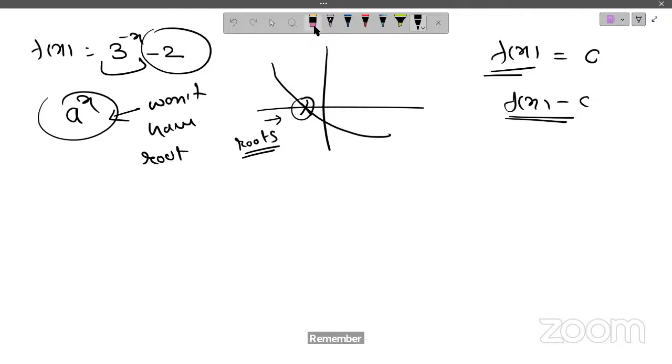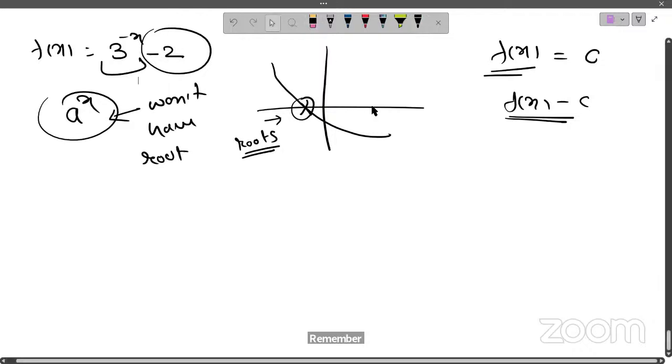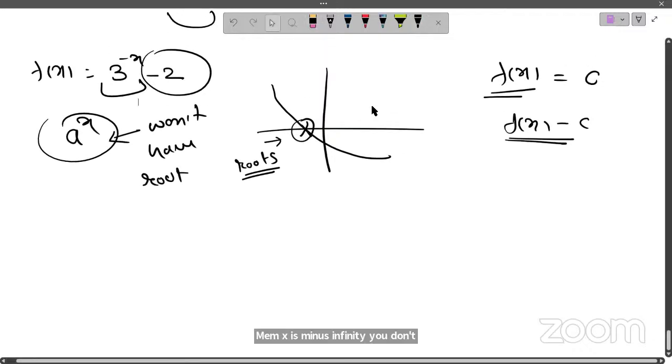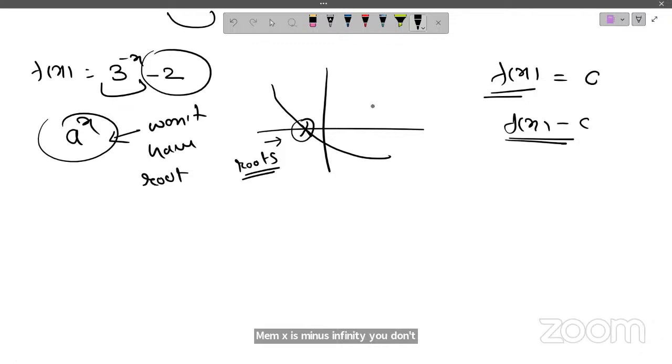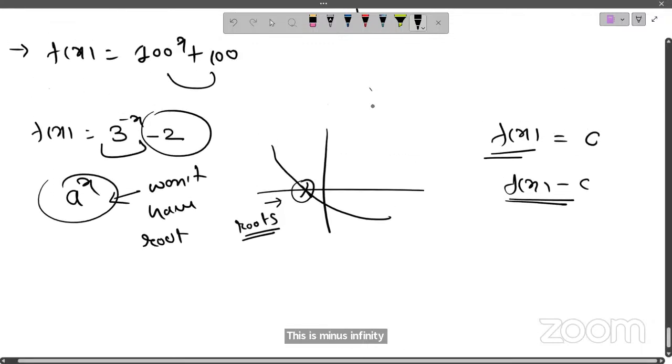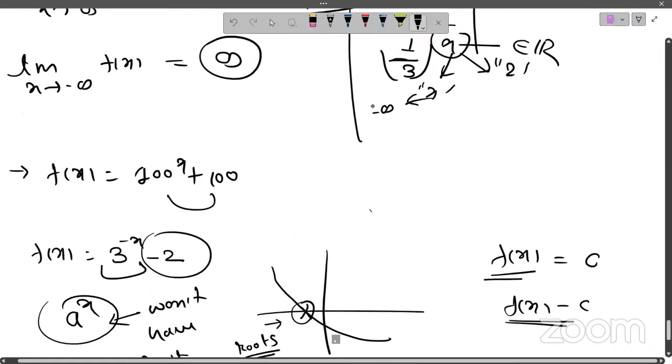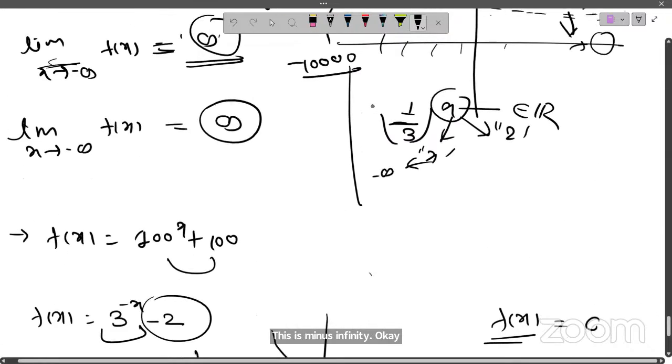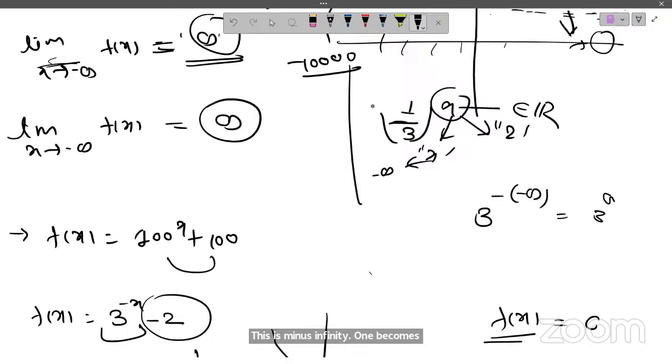Ma'am, when x is minus infinity, it will become 0. No, it won't become 0. It will become a very large number. Why? Because see, 3 to the power minus, okay, minus infinity. I don't want to write this, but okay, fine.